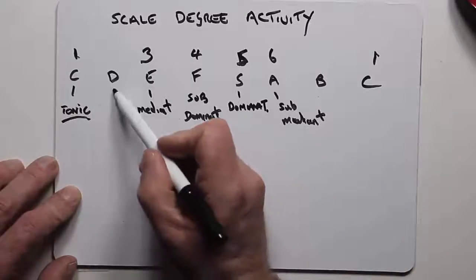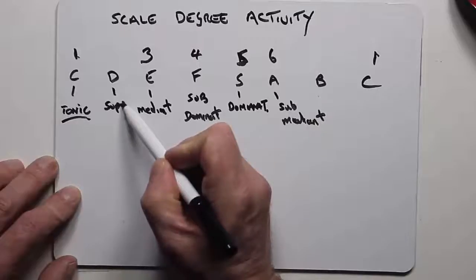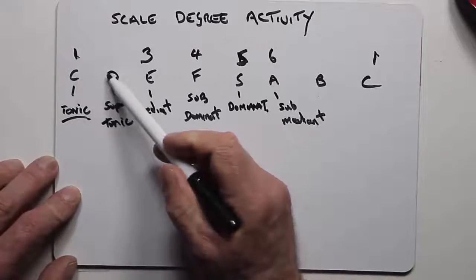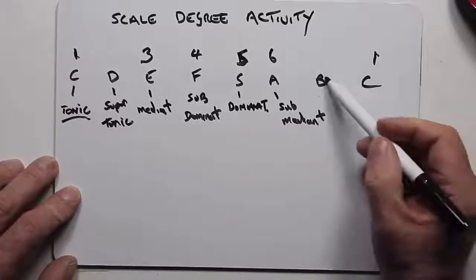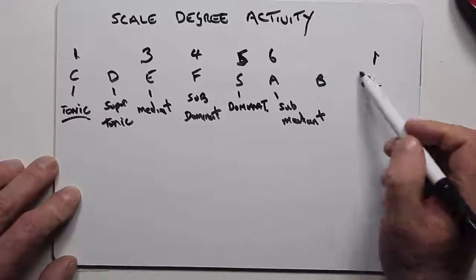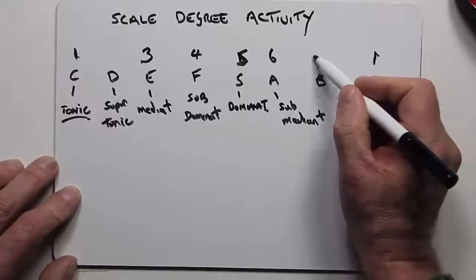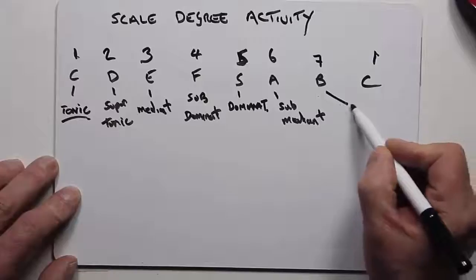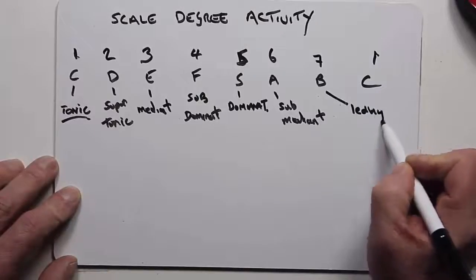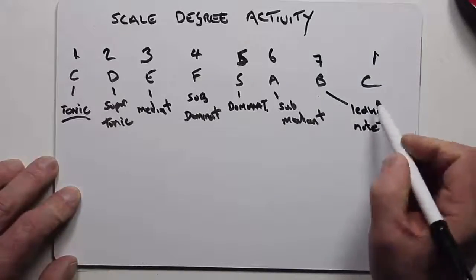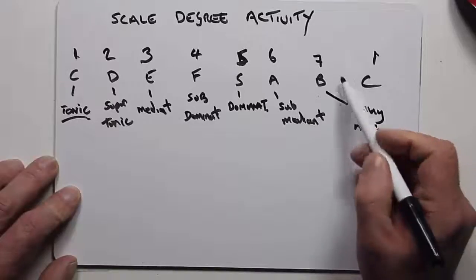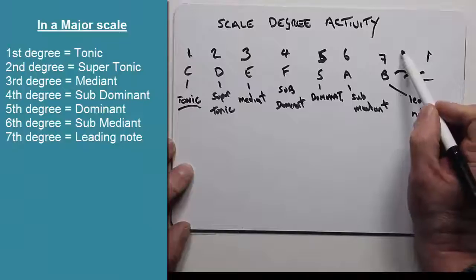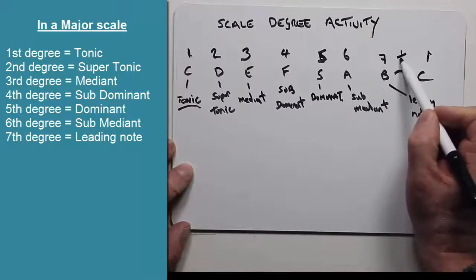We've got this one, which is the supertonic. That's a tone above C, and then this one, which is not a tone, it's half a tone. This one here, the 7th note, that's the second, by the way. The 7th note, this B, is called the leading note. Leading note, and that leads to C. It kind of wants to go to C because there's only half a tone there.